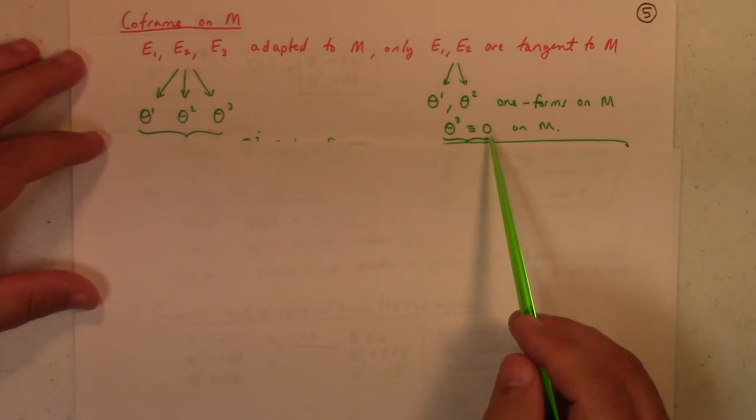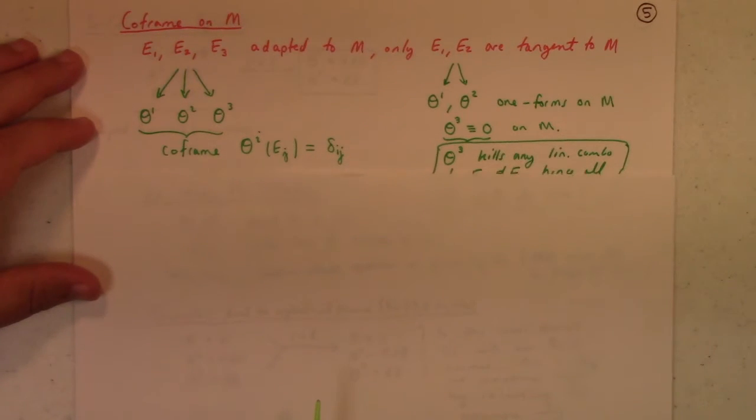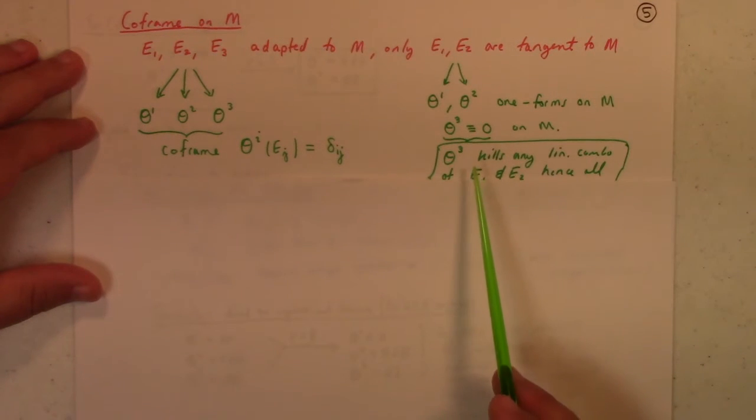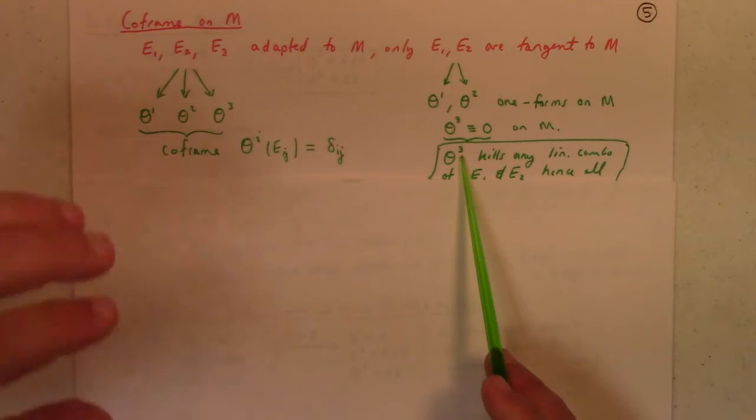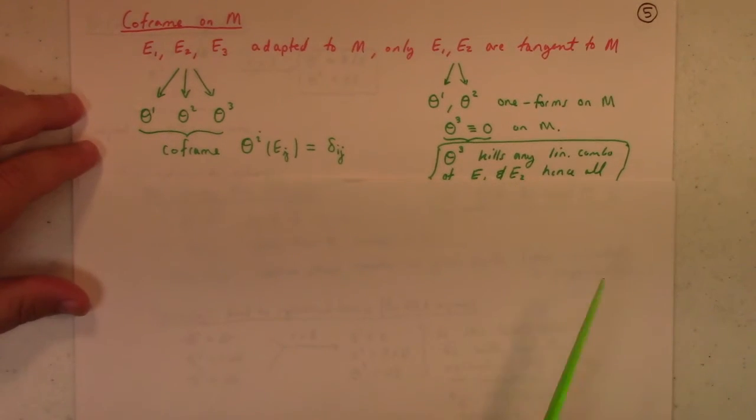I guess you could say that theta 3 is also on M. It's just 0. Potato, whatever. The truth of the matter is that theta 3 kills things that are linear combinations of E1 and E2.